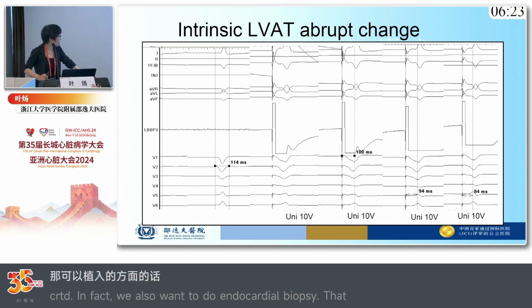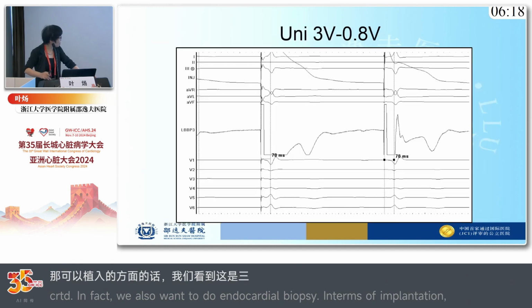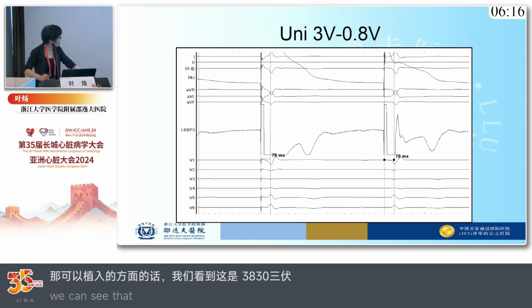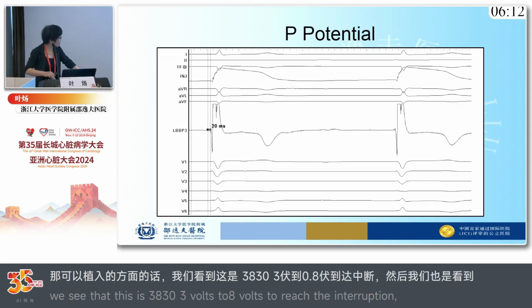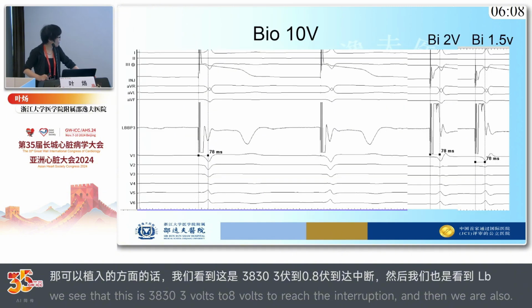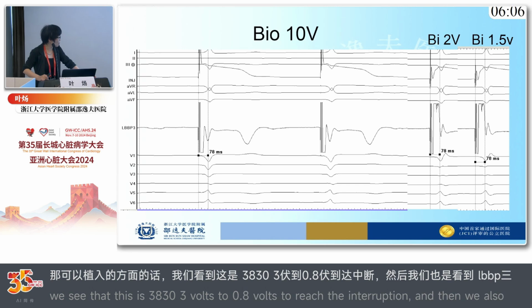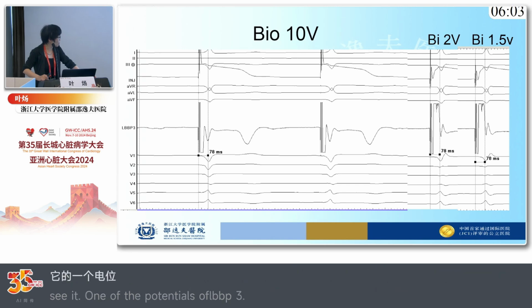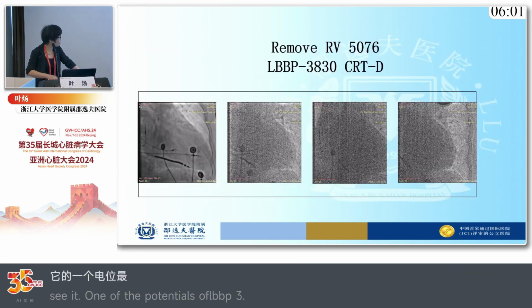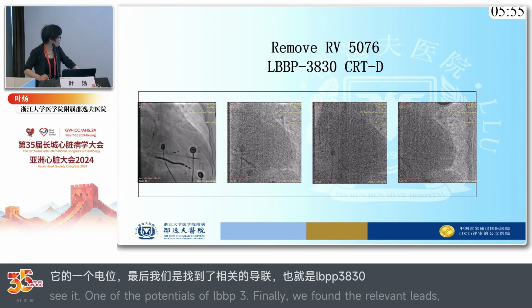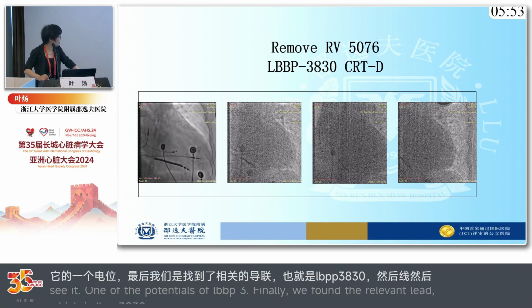I chose the 3830 lead to include the lead in the middle segment, and we found the activation time change from 78 milliseconds to a shorter value, and we found the potential here. We finally implanted the 3830 lead, and also we put in the ICD, and we removed the RV lead.